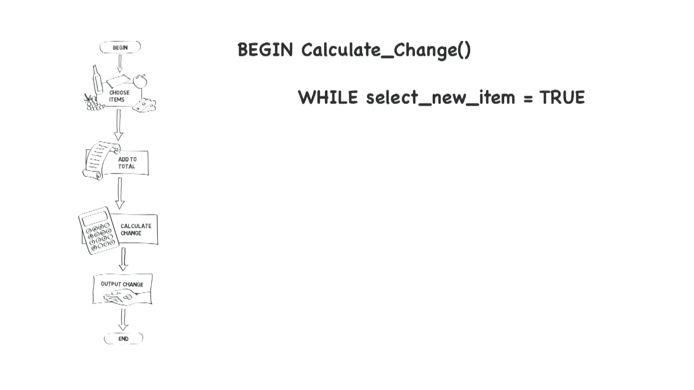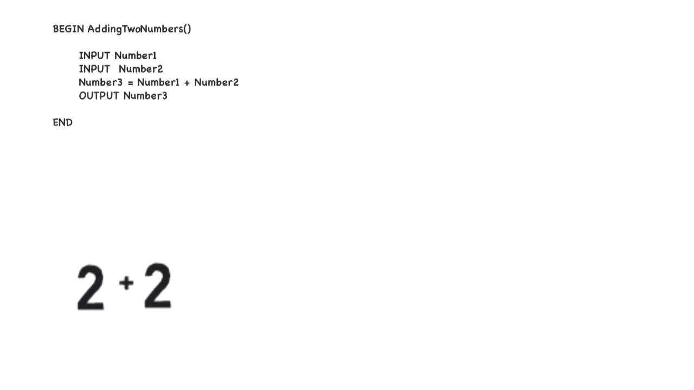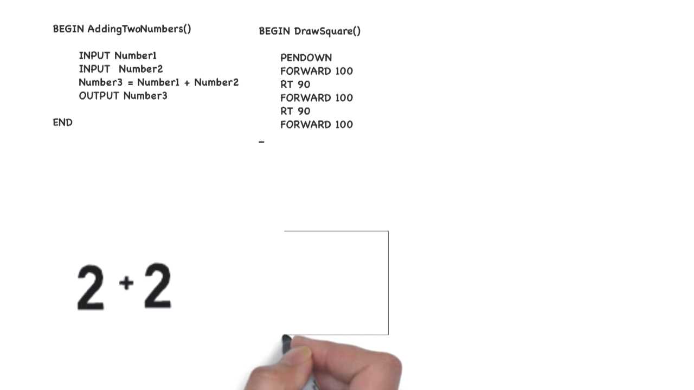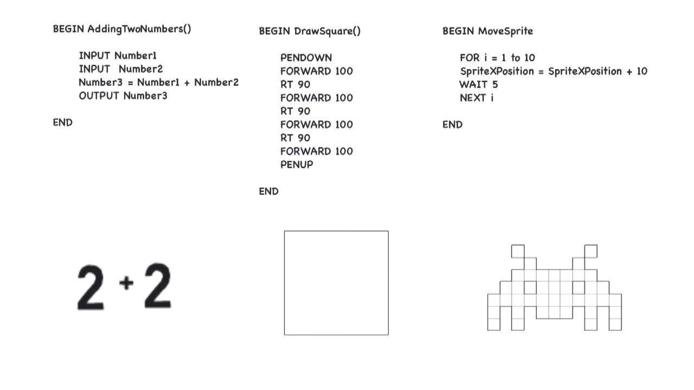Pseudocode is easy to read as it consists of simple statements, but it also shows the programming constructs needed, such as loops and selection. Now let's look at some simple examples. Write the pseudocode for adding two numbers together, drawing a square, or moving a sprite from one side of the screen to the other in steps. Now you try.